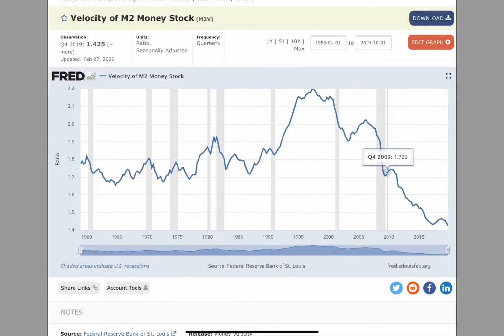This is telling us that velocity in 1959 was 1.7, which is to say that $1 would change hands 1.7 times, or approximately 2 times per year. Velocity has fallen to about 1.4 in 2019 quarter 4, and it was highest in quarter 4 of 1997, at about 2. While we see this going up and down, the ratio doesn't change that much. It is really between 1.4, the lowest value, and 2. It's relatively stable.